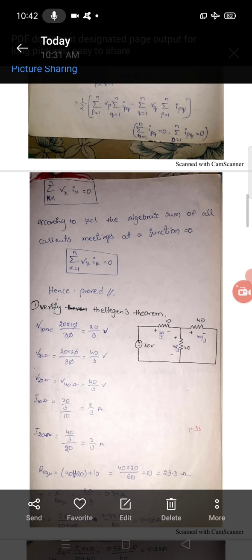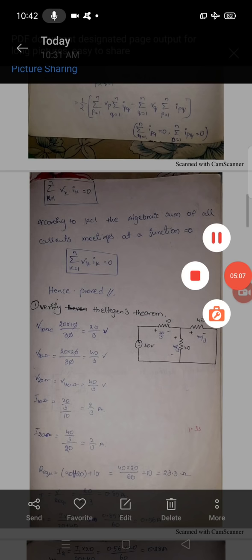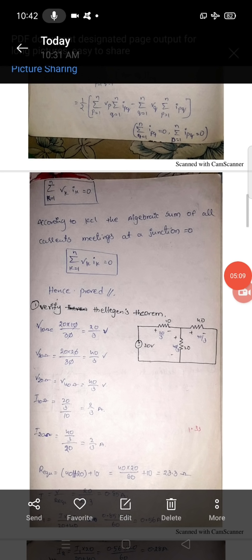Hence Tellegen's theorem is proved. This is the proof of Tellegen's theorem. Now we will solve some problems on Tellegen's theorem. Verify Tellegen's theorem from the given circuit.